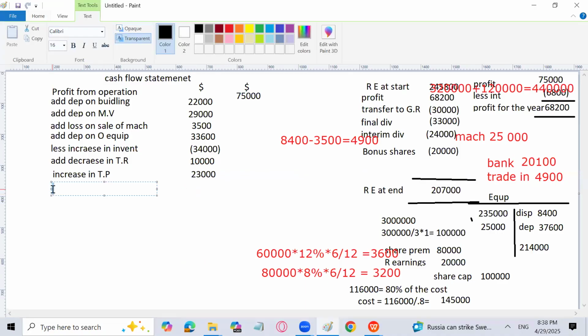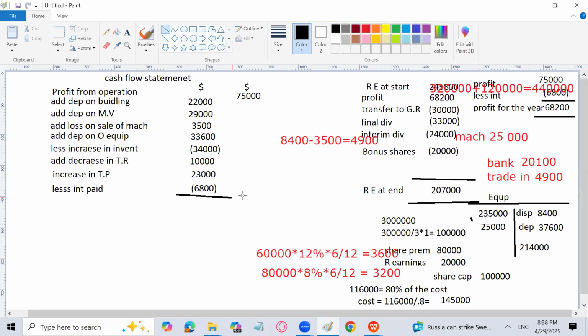Then we will subtract interest paid. We have already calculated interest paid because whatever the expense figure was, it is the paid figure, 6,800, given in the question. You can find the net amount now, and we can find the cash flow from operating activities. What is the net amount? You have to write the net amount.